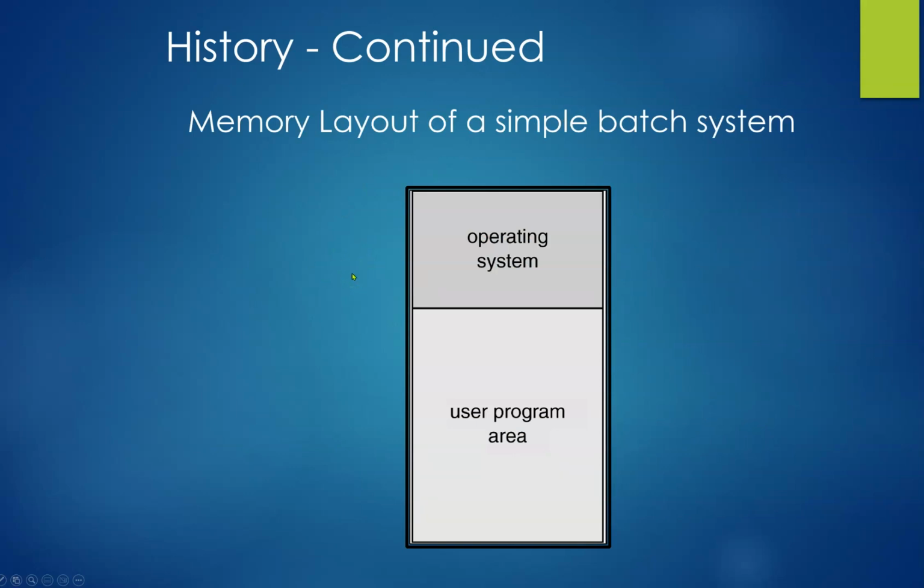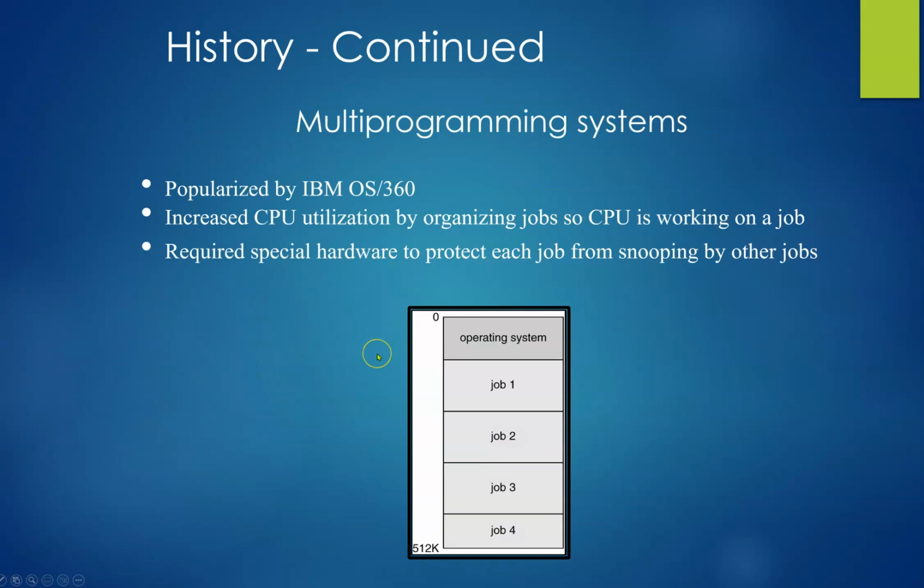So a simple batch system had basically two areas. It had the operating system and the user program area. That was kind of it. No protection. The next step was multi-programming, and it increased CPU utilization by organizing jobs so the CPU is always working. It did require special hardware to protect each job from snooping or stomping on other jobs. So here's the OS, and you'd have job 1, 2, 3, 4, etc.